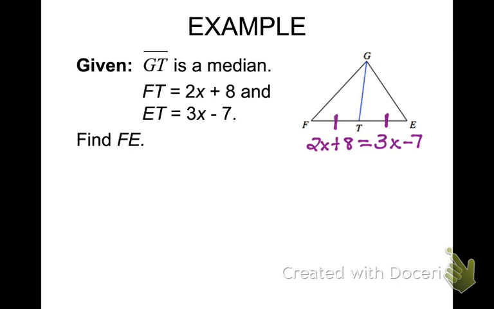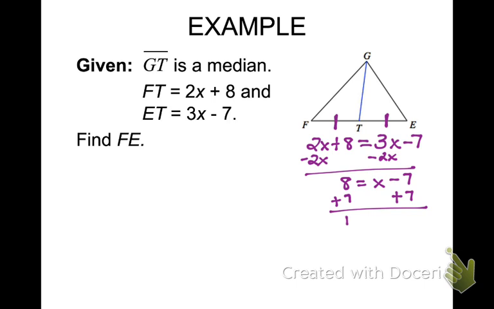Sure. Okay, so left equals the right. So my smallest x term is over here on the left, so let's subtract 2x over. So now we get 8 is equal to x minus 7. Adding 7 to both sides gets us 15 is equal to x.